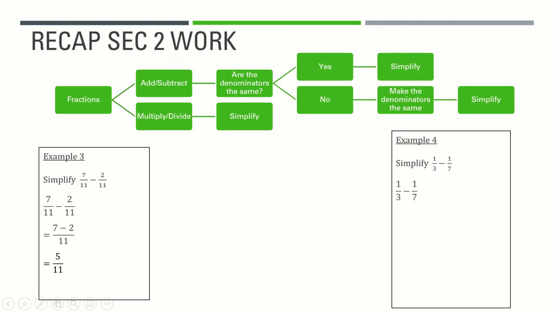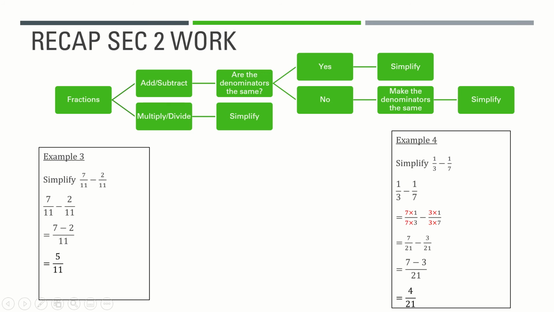So what we're going to do is make the denominators the same by converting them into 21. So I will multiply by 7 on the fraction to the left and multiply by 3 to the fraction on the right, so that it becomes 7 over 21 minus 3 over 21. And because now the denominators are the same, combine them together, 7 minus 3 over 21, leaving you with 4 over 21. So this is all recap of Sec 2 work.